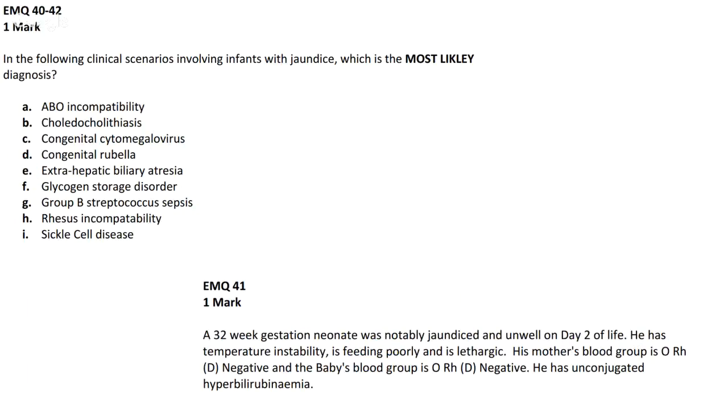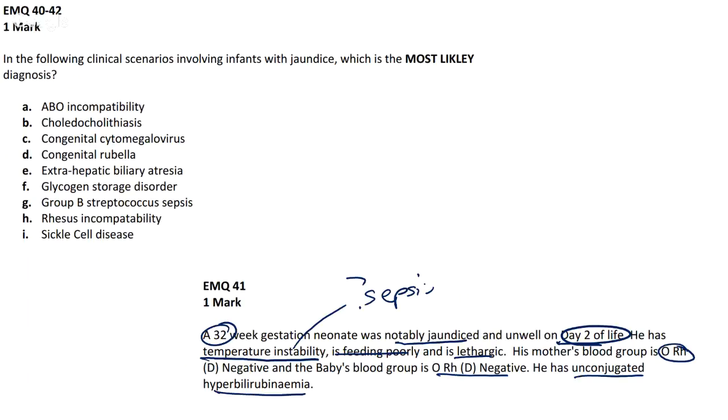A bit late. Okay. So 32 weeks, notably jaundice and unwell on day 2 of life. Temperature instability always makes you think, do they have sepsis or not? Always keep that in mind. Okay. Feeding poorly, lethargic. Blood group is O Rh negative. Unconjugated hyperbilirubinemia. What do you think they have?